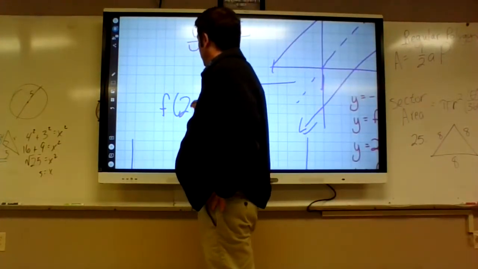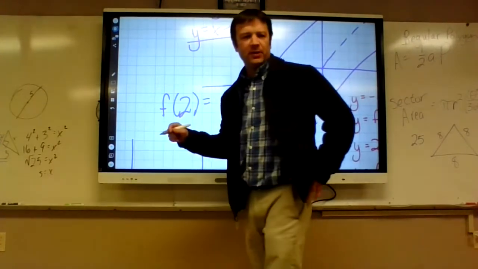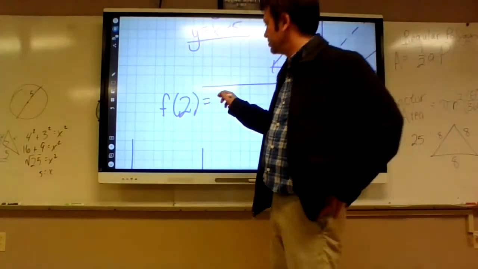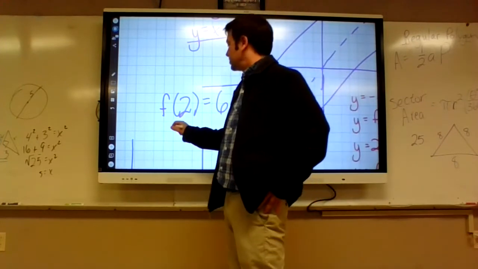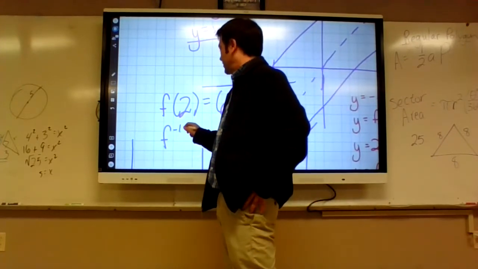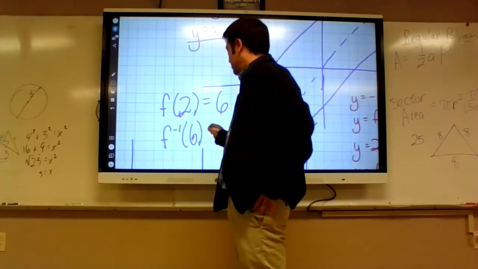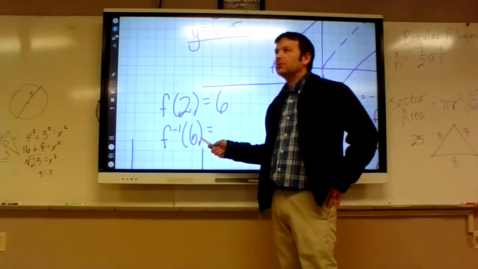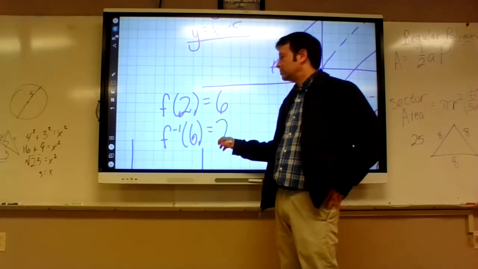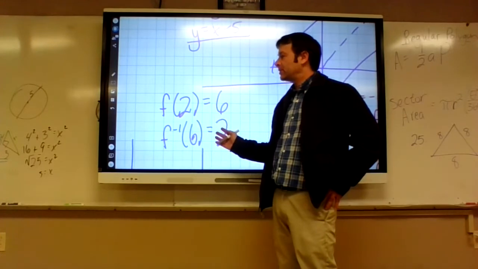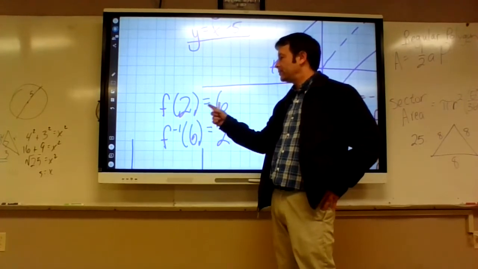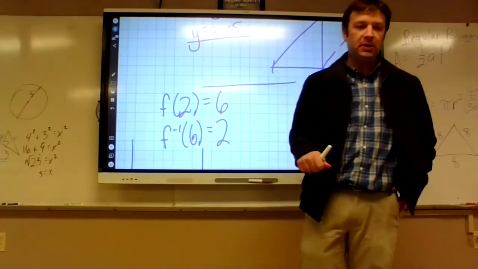In the directions it said f of 2 is 6. So then the question is, what's f inverse of 6? It's 2. Functions and their inverses do the opposite. F of 2 is 6 and f inverse of 6 is 2.